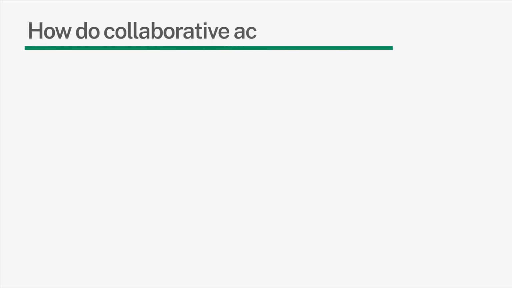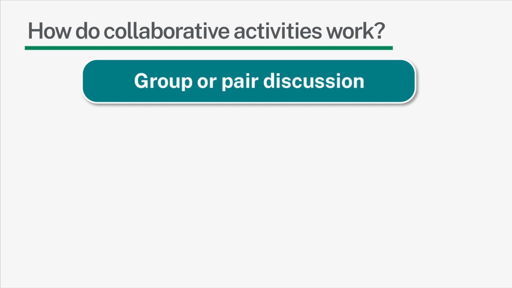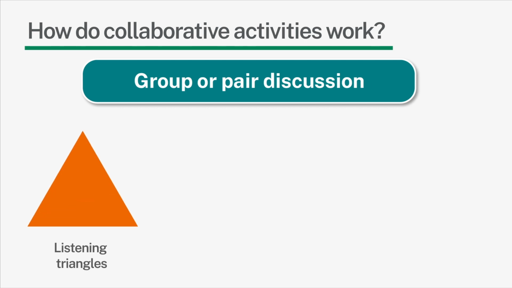How do collaborative activities work? Let's look at a few examples. The first type is a group or pair discussion. In listening triangles, learners work together in groups of 3: a speaker, a questioner, and a note-taker. The speaker explains the topic, the questioner listens and asks for clarification or further details, and the note-taker observes and provides feedback to the other group members.